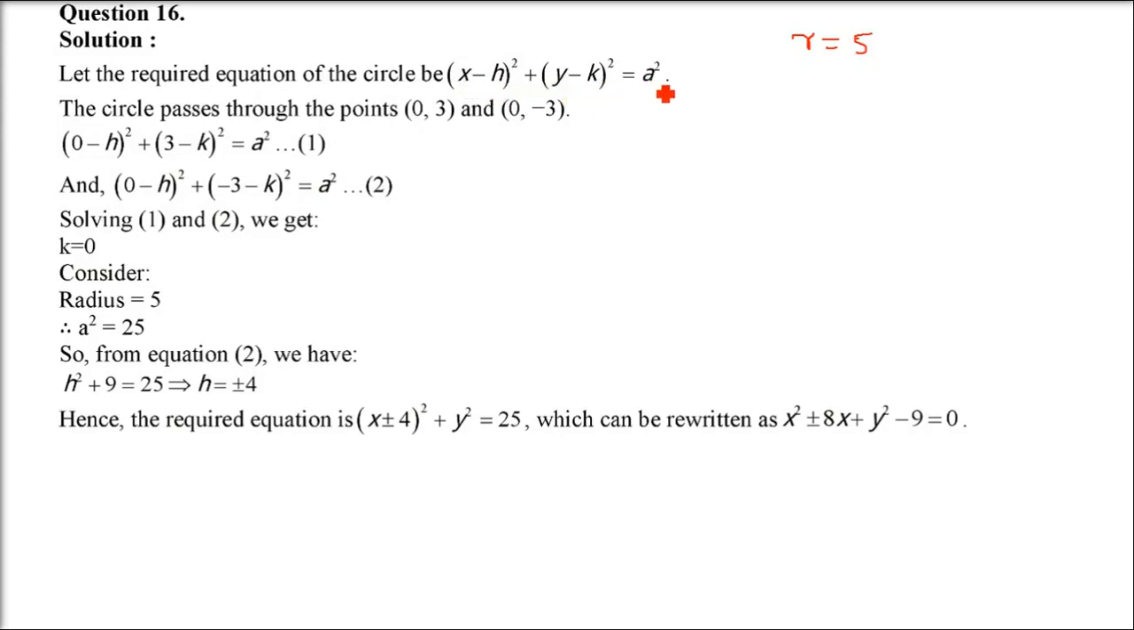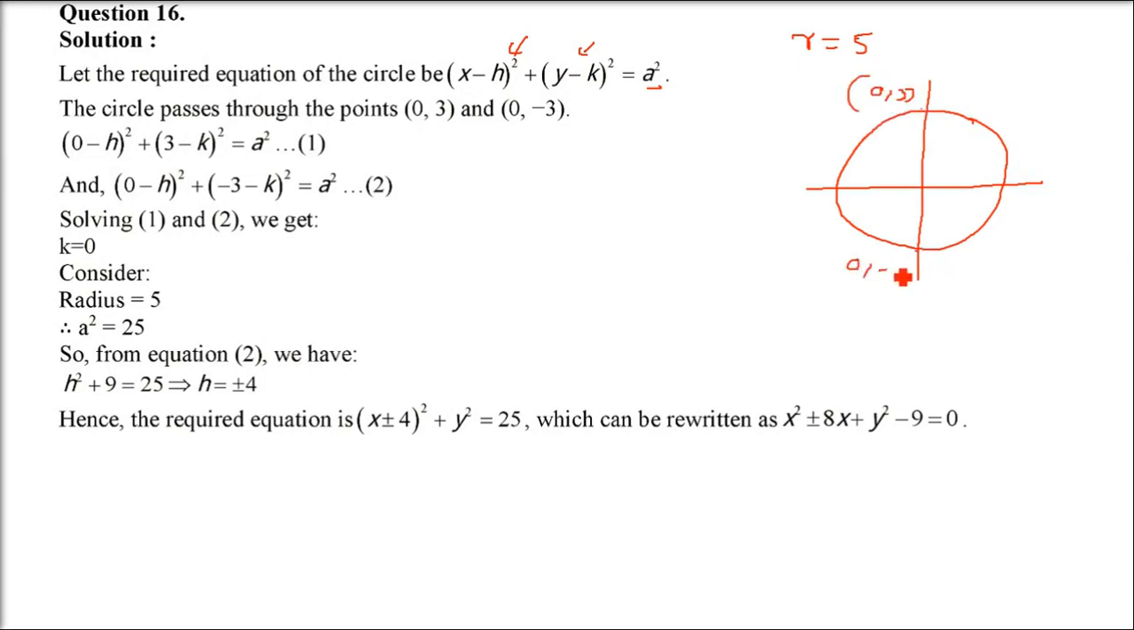The equation will be what? On either side of the y-axis, it's cutting 3 and 3. It's not saying that the radius should be 6. The radius is 5, so it is not actually cutting totally. It's making a chord here of 3, 3. So you can understand this way, but the center is not in between. So (0, 3) and (0, minus 3) are the points it's cutting on the y-axis. So what we'll do here: (x minus h) whole square plus (y minus k) whole square equals a square.